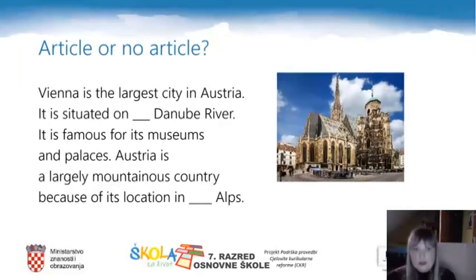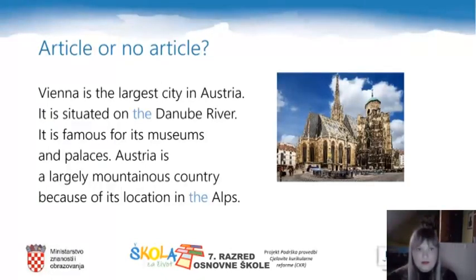And one more text for you. Vienna is the largest city in Austria. It is situated on the Danube River. It is famous for its museums and palaces. Austria is a largely mountainous country because of its location in the Alps. I believe that you have done well.